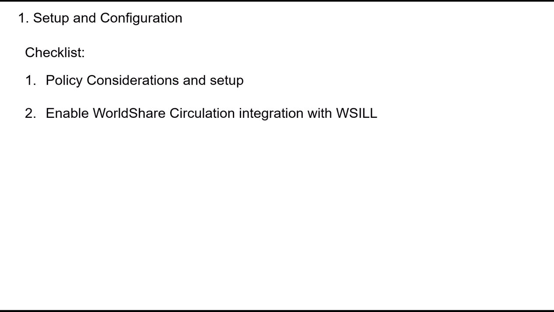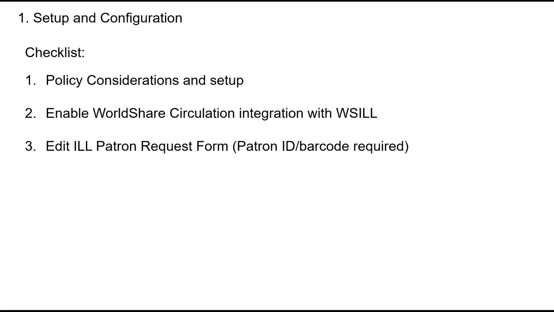Let's talk a little bit about configuration for the integration to happen. You need admin role in your account to be able to do the configuration for your library. First, you need to review your circulation policies and configure your shelving location and borrow institution patron account. Next, enable WorldShare Circulation integration with WorldShare Interlibrary Loan. Next step, you make the patron ID, called the barcode in circulation, a required field on the ILL patron request form, and this will be used to match the patron record.